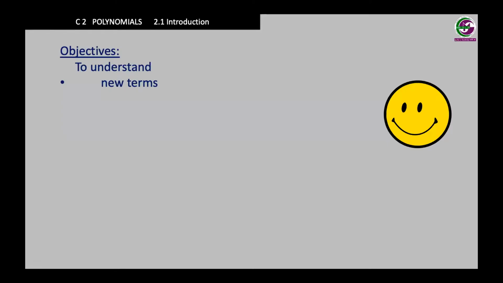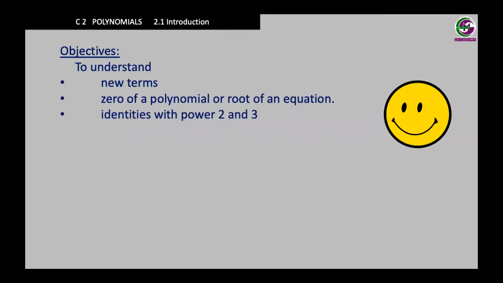So here we start chapter 2, Polynomials. First, let me read for you the objectives of this whole chapter: to understand new terms, to know what is zero of a polynomial or root of an equation, to know in details about the identities with power 2 and power 3, remainder theorem, factor theorem. These are the main objectives. Let's see one by one.